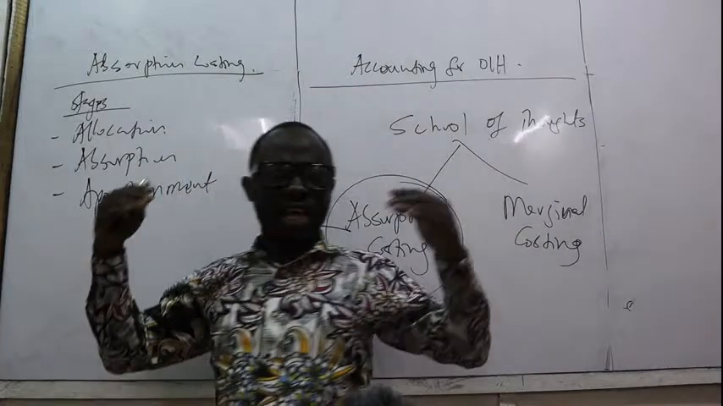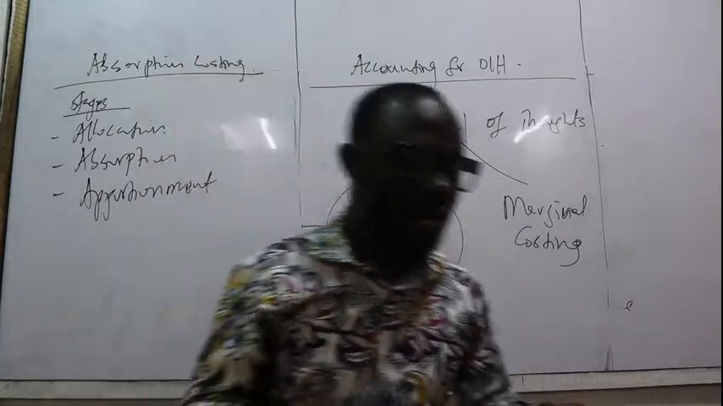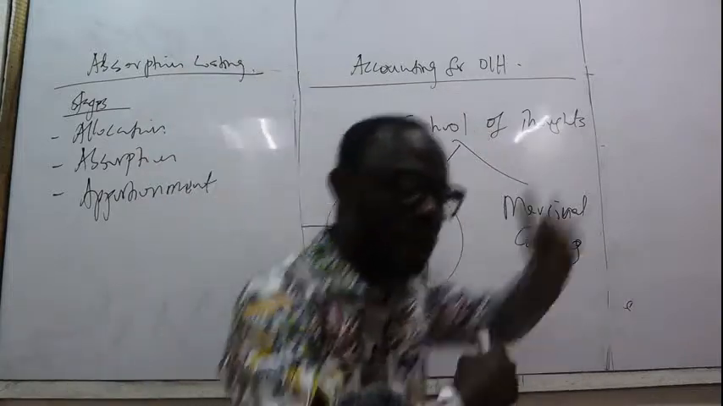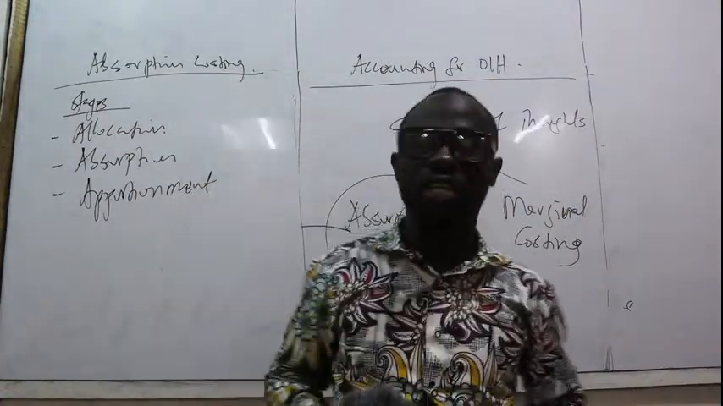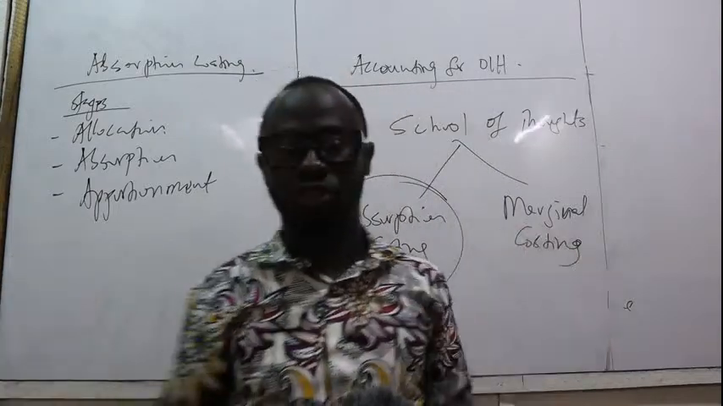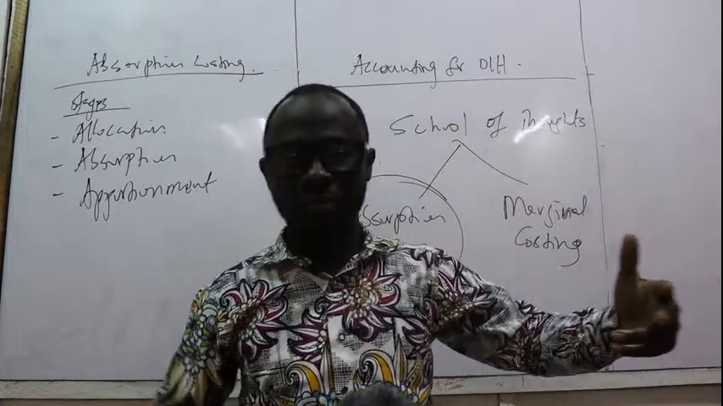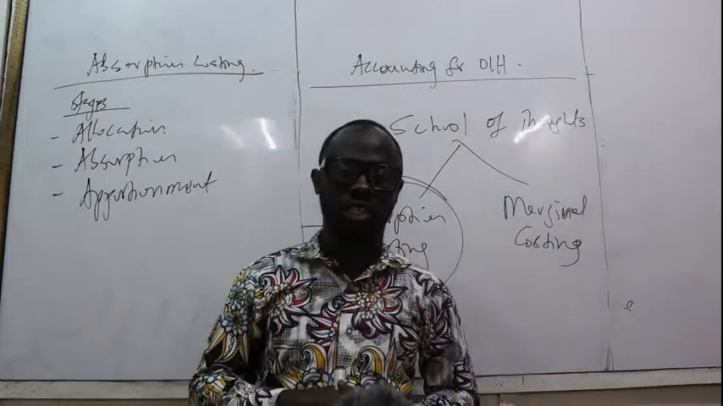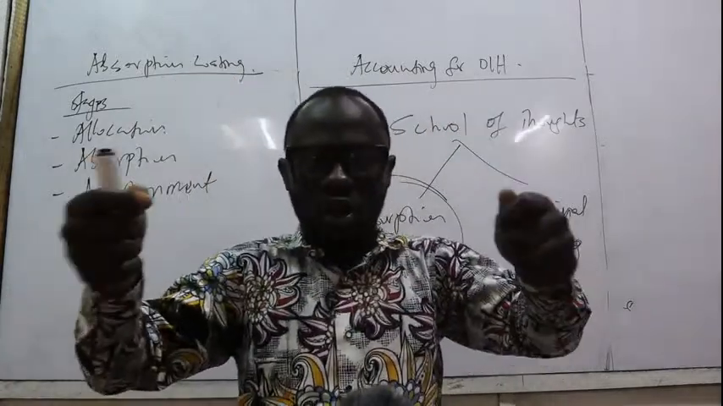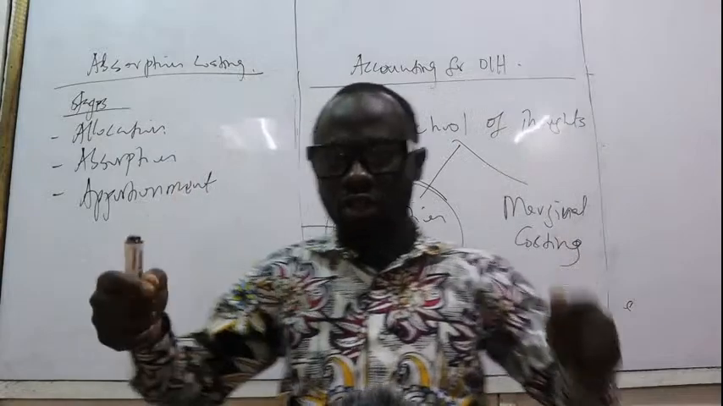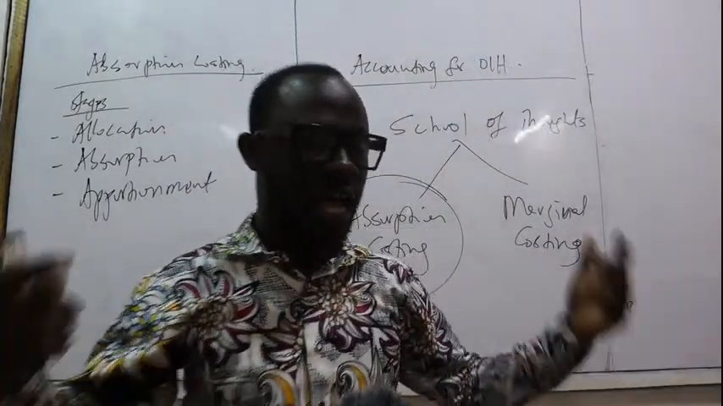So when we say allocation of overheads, what do we mean? In simple language, allocation is the process by which a whole cost item is charged directly to a cost center or a cost unit. So the process of charging a particular cost to a cost center or cost unit is what is referred to as overhead allocation.